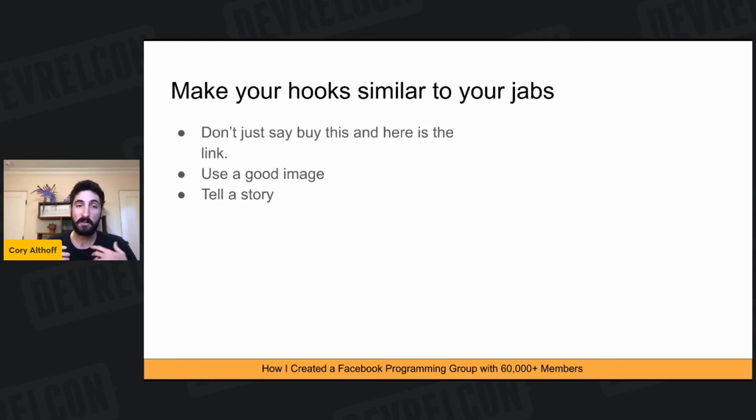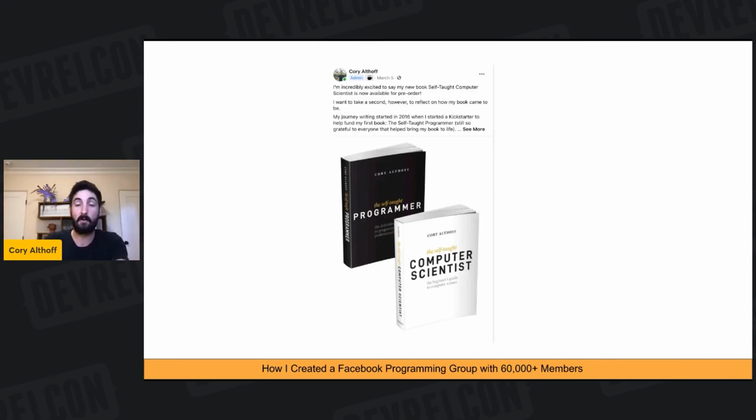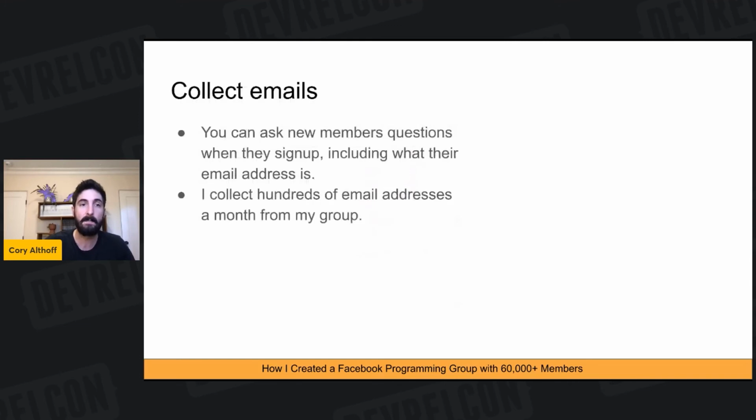So you also want to make sure that your hooks are similar to your jabs. So don't just say, buy this and here's the link. Use a good image and tell a story. So here's an example of a hook that I did in my Facebook group where I was promoting my books. I told the story of how I wrote my first book and the process of self-publishing my first book, and then going and working with a publisher on my second book and what it was like. And I used a big image, and that posted really well because it felt like organic, just native Facebook content.